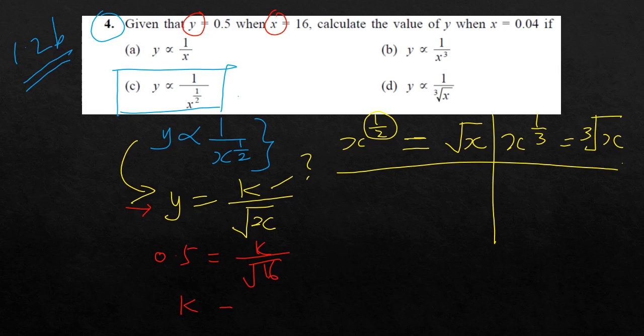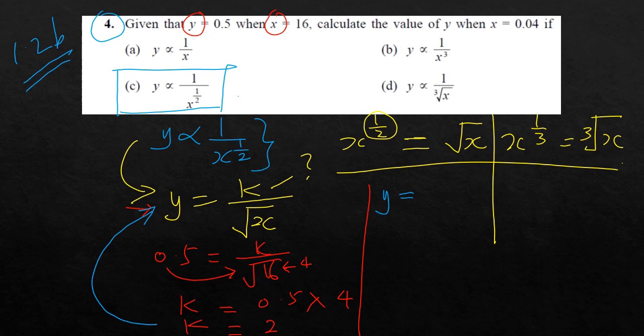So your k is, when you multiply this one, you will get 0.5 times 4. This one is actually 4. So you get your k is 2. So when your k is 2, you just substitute it inside here. So y equals 2 over square root of x.